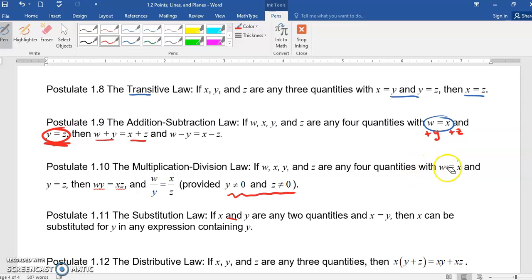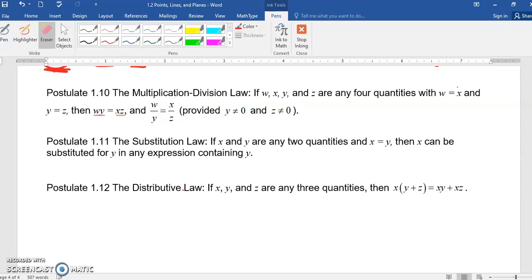So if we know that w and x are equal, we know that y and z are equal, we could multiply, and our results should be equal. We could divide, and our results should be equal. Just be careful, as long as y or z are not 0, because then we'd be trying to divide by 0.